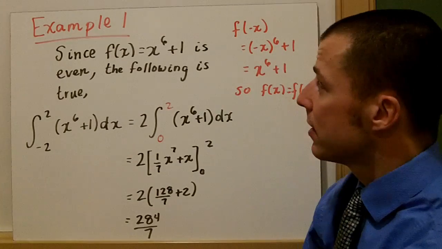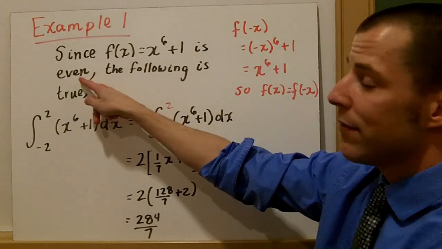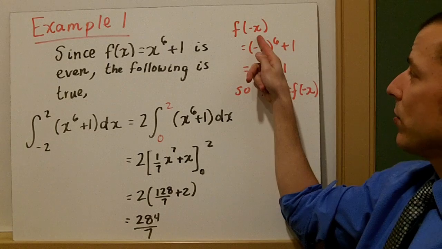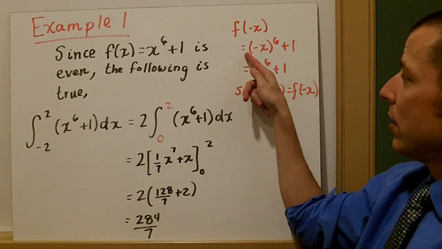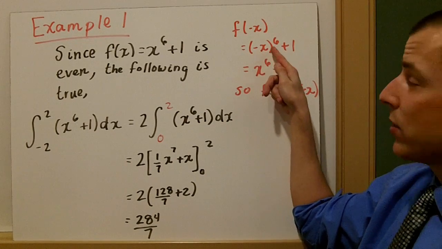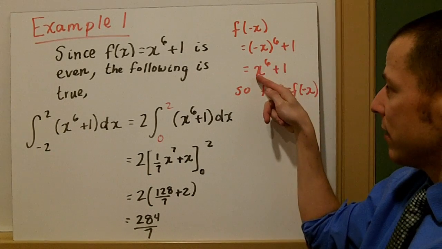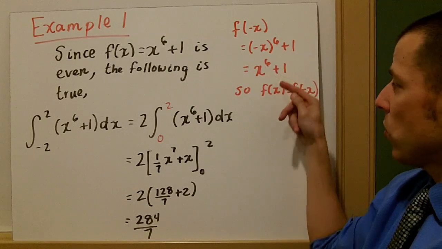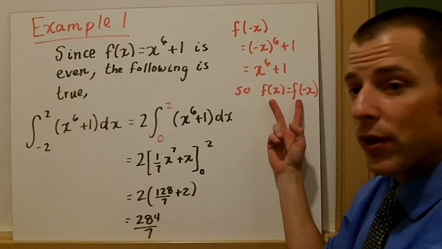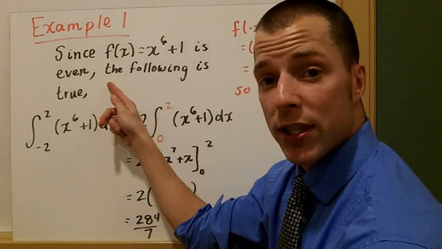Now let's look at x to the 6 plus 1. This is an even function, and you can tell by our notes here, f of negative x is equal to negative x to the 6th power plus 1. Anything to an even power is positive, so you just get x to the 6 plus 1. So those two functions are equal. So this function is even.